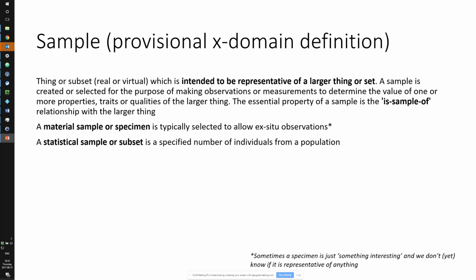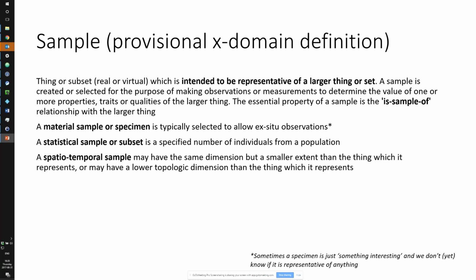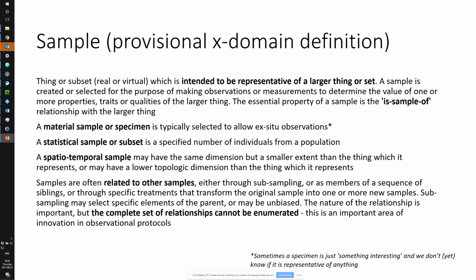So on that last one, a statistical sample or a subset is a specified number of individuals from a population where the selection of those individuals is done in some way so that as far as we can make it, we get representation. A spatiotemporal sample may have the same dimension but a smaller extent than the thing which it represents, or a lower topological dimension. That means, for example, a cross-section through a three-dimensional object, or a transect across a landscape. Samples are often related to other samples, either through subsampling or as members of a sequence of siblings.